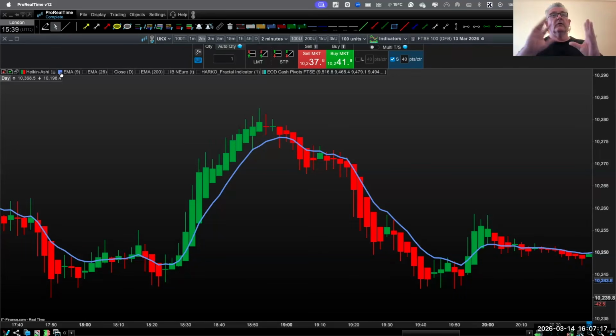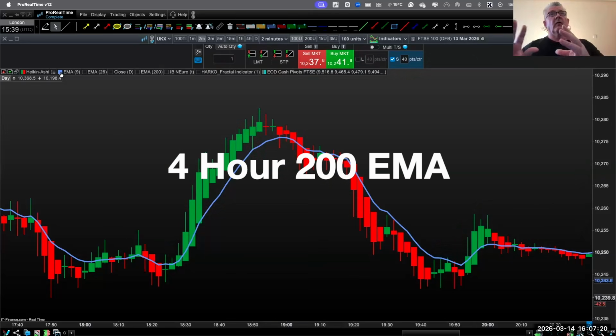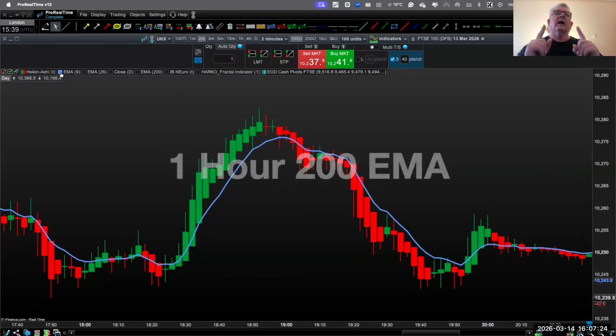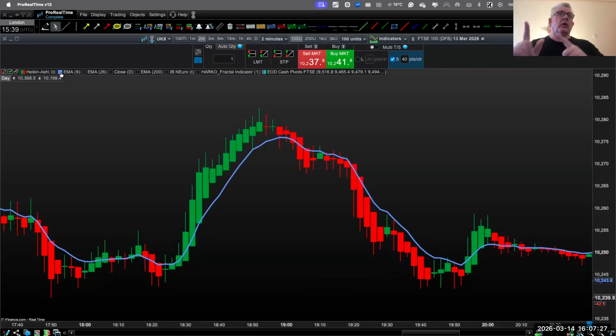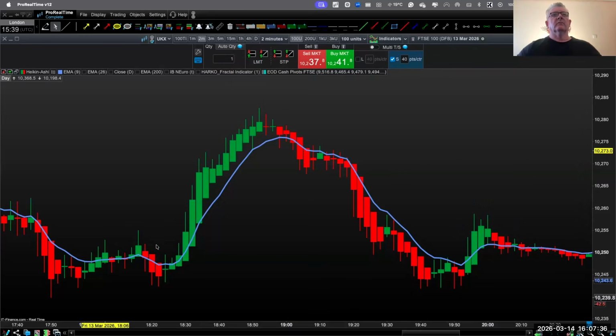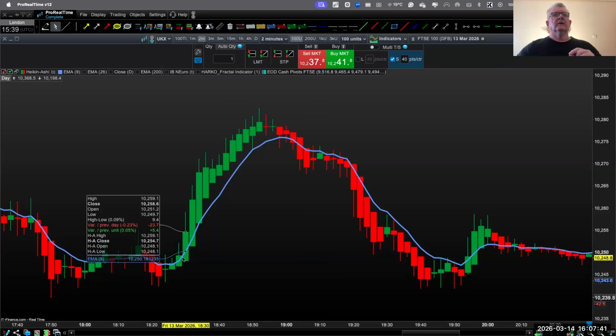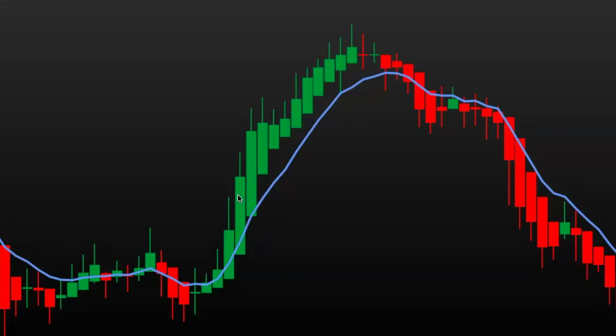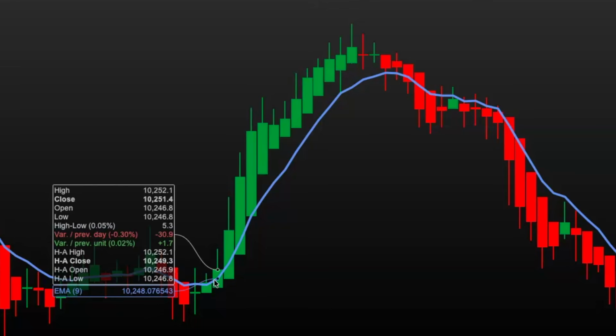So when we're looking at a trend, we're looking at the 200 EMA on the 4 hour, as you know, the 200 EMA on the 1 hour, and then that is trend. We then use the 9 EMA to track the price action. What I mean by price action is at the current time, at the time that we're actually trading, we're looking for the candles to be closing.